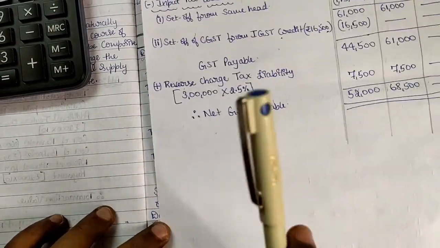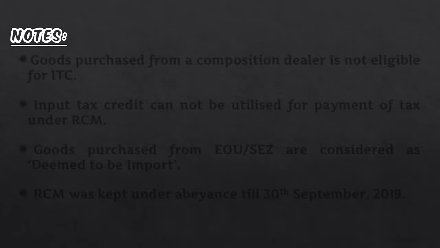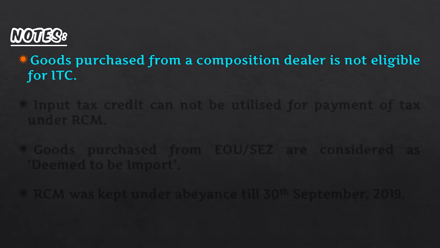We are not finishing with the calculation because we have to write a few notes. So let us write the notes now. We need to write a few notes, especially on those transactions that have not come in our calculation. The first note that we need to write is with respect to goods purchased from a composition dealer, which we have not considered, right? Because ITC is not available on goods purchased from composition dealer. If we purchase any goods from composition dealer, on that input tax credit is not available. So because of that, we have not considered it. Hence we have to write a note on that.